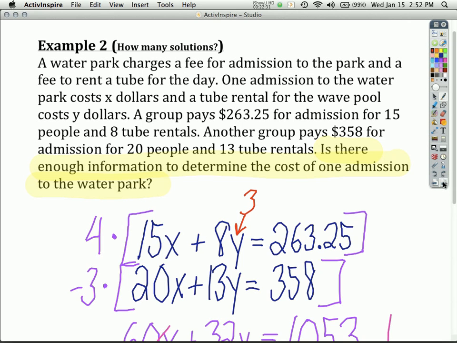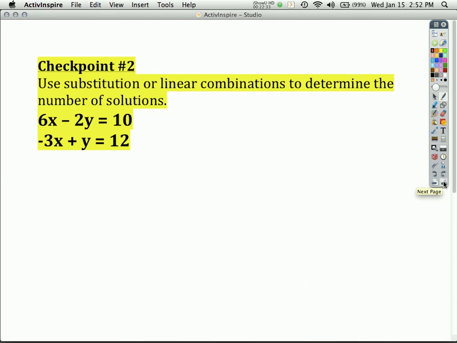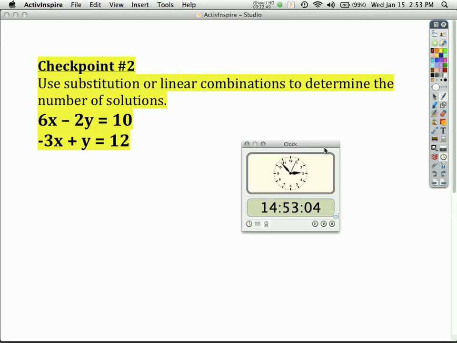Okay, so let's see how we're doing so far. Now I'm giving you your choice during the checkpoint. Use substitution or elimination. Pick one method that works for you, and I want you to tell me how many solutions there are. One solution, no solution, or infinite solutions. You've got 2.5 minutes.